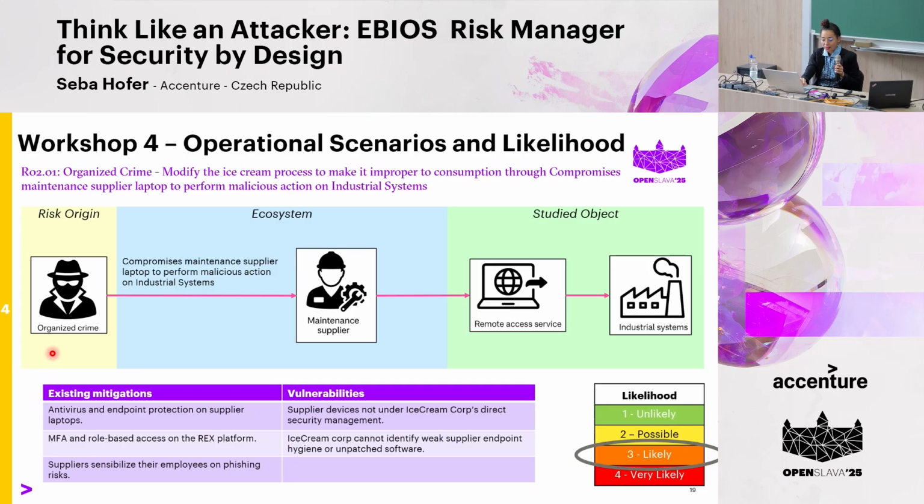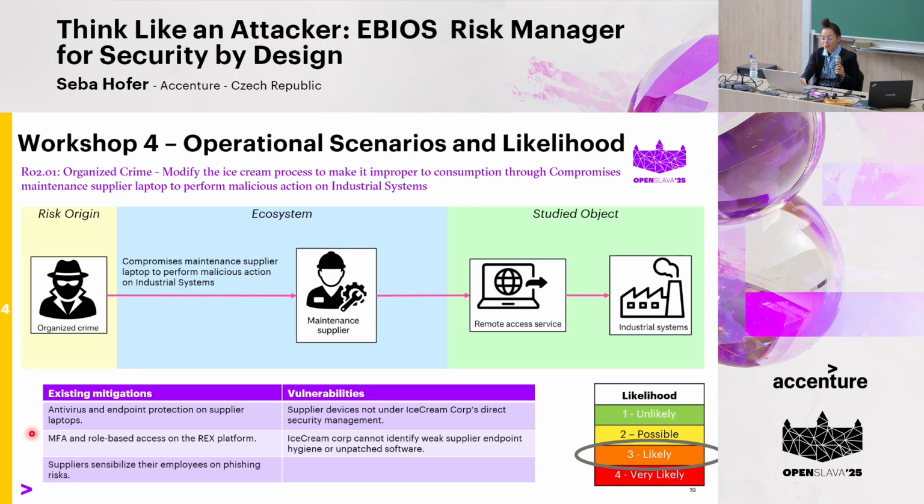So this one, it is organized crime that's going to compromise the maintenance supplier laptop to get legitimate access to the system. What we have in place here is that Ice Cream Corp made sure the supplier laptop has some protection, antivirus and endpoint protection. There is MFA and role-based access to the Rex platform. MFA is interesting because if somebody else tries to connect, even with the password, the external supplier still has to approve the access. So it's some kind of protection.